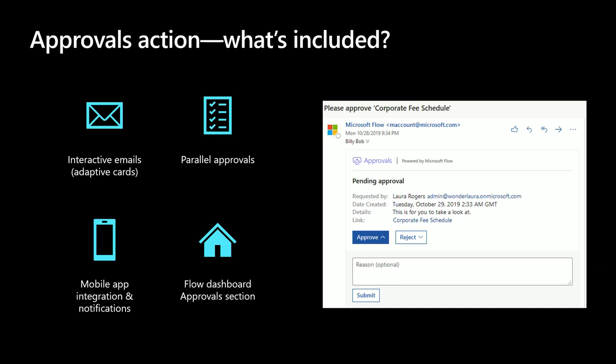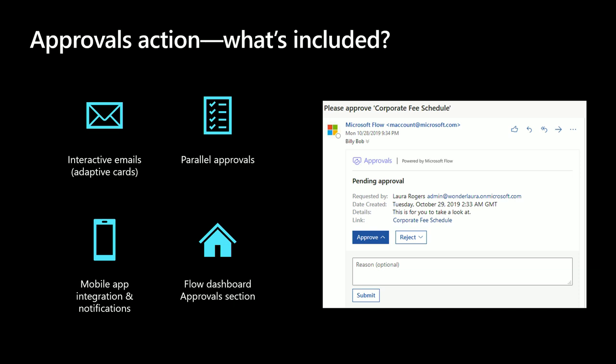So we have what's built in, which you get automatically. You get interactive email. So you get this lovely email like the one on the screen that has the buttons in the email. This is actually called an adaptive card, where it makes the email interactive. And so once they click approve or reject, the little comments box pops out. And then they can type their reason, and they don't even have to go anywhere. They don't have to do anything extra.